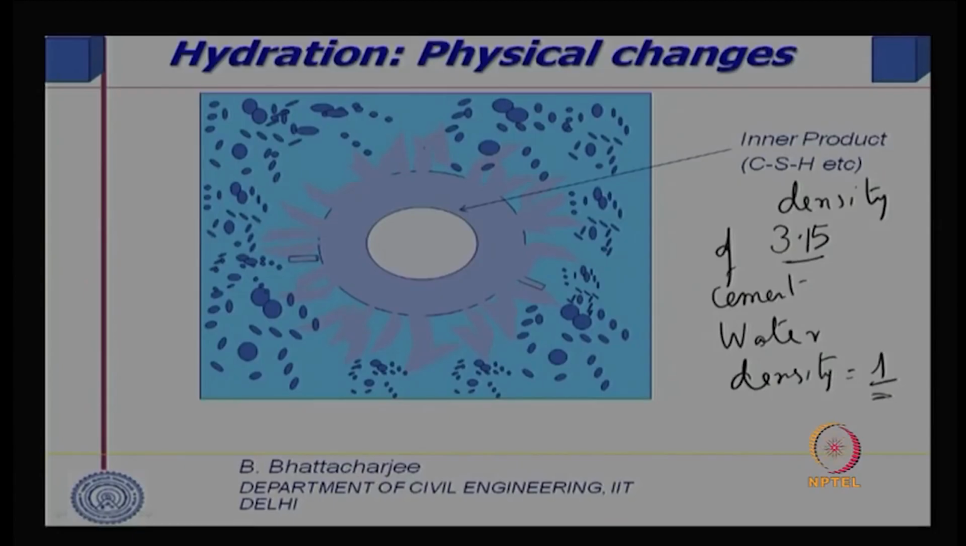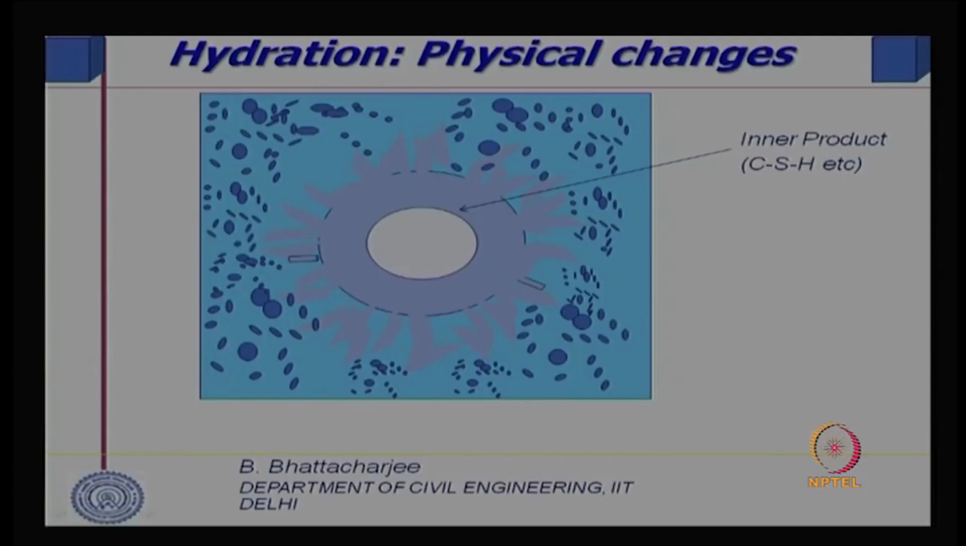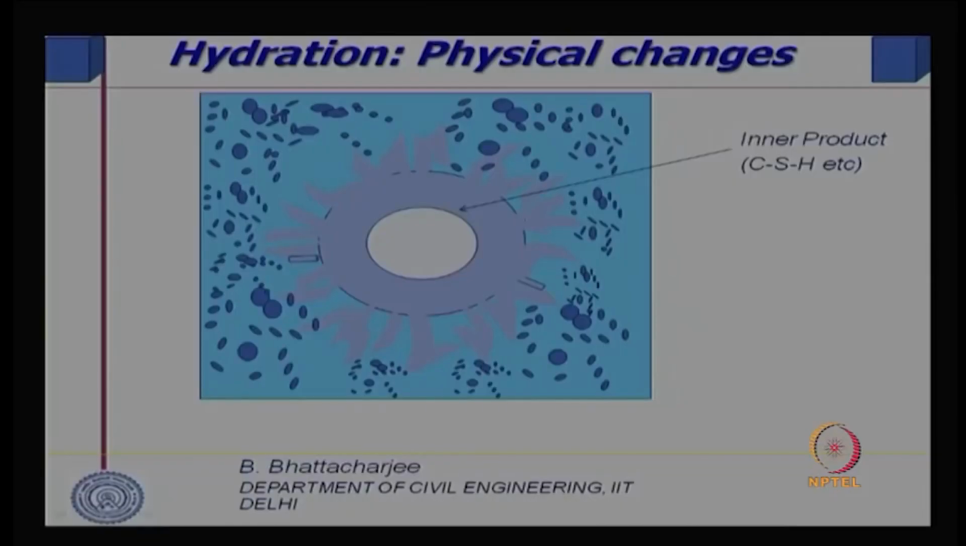The one which has remained within the original boundary, we call the inner product. Inner product is the hydration product which is produced within the original grain boundary. Let me repeat, cement has a specific gravity of 3.15, water has a specific gravity of 1, and the product formed has a specific gravity somewhat less than 3.15 but more than 1. So, the new solid that is formed occupies more volume than the original volume of the cement.